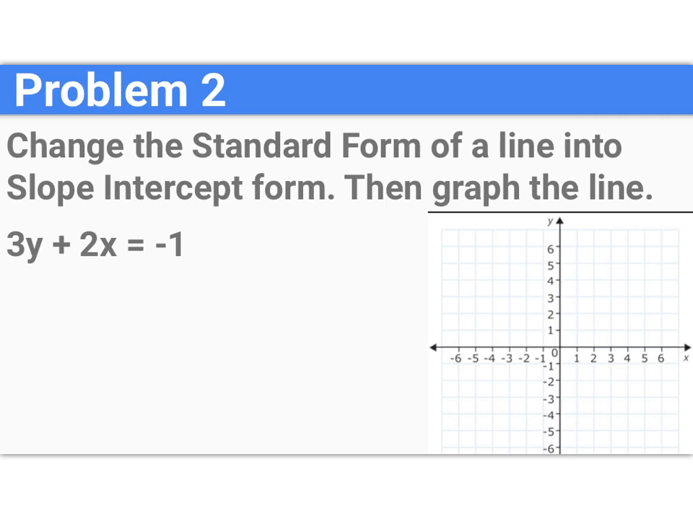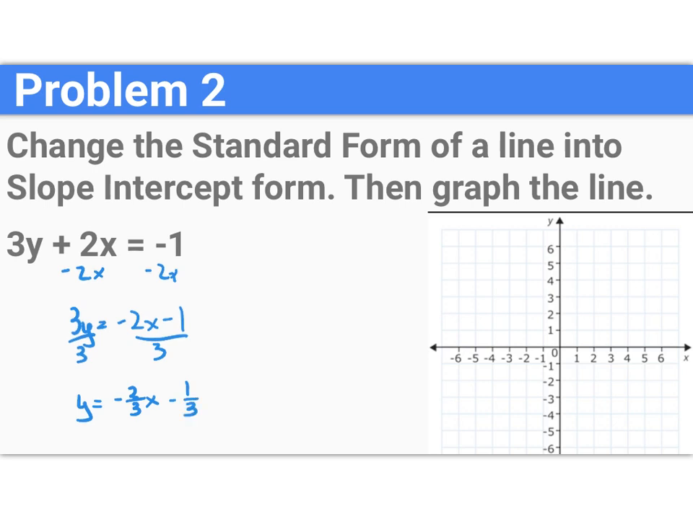Change the standard form of the line into slope-intercept form and then graph the line. So subtract 2x. 3y equals -2x minus 1. Divide by 3 on both sides. y equals -2/3 x minus 1/3.